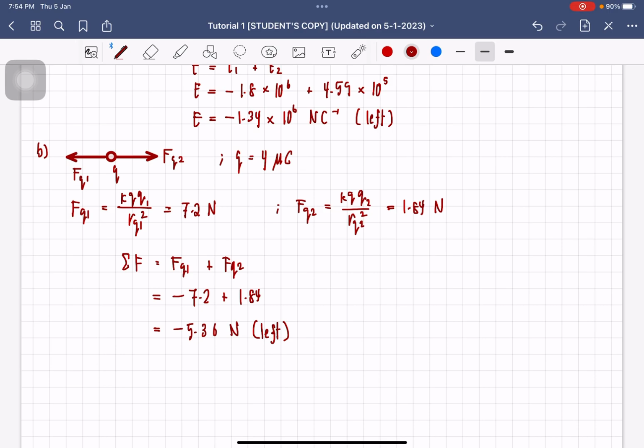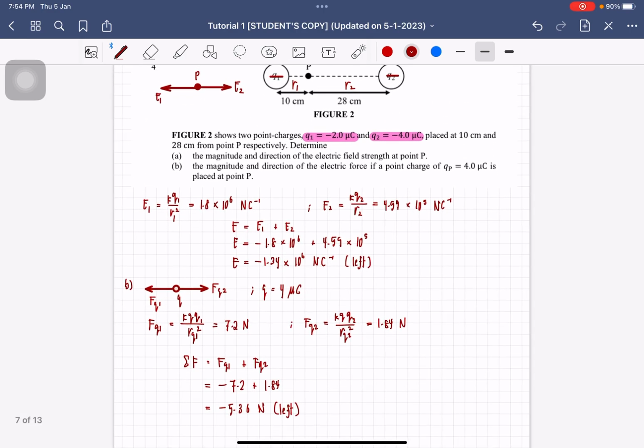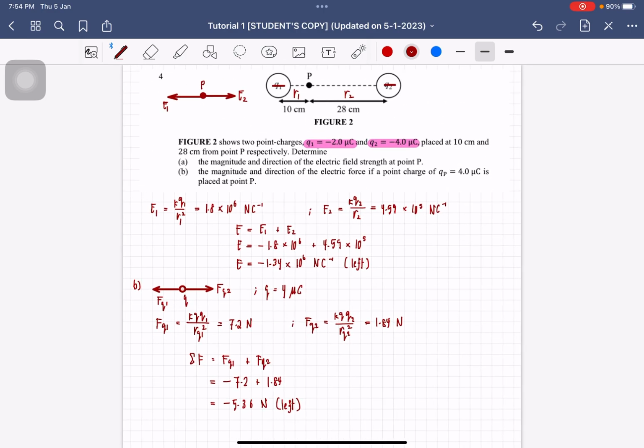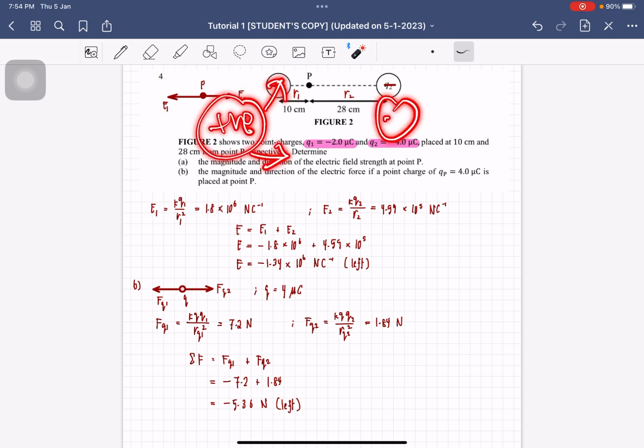Alright, so that is the solution for question number 4. What you need to remember is you always have to start with the electric field diagram. A positive charge field goes out. For a negative charge, it will be pointing inwards. So that is the direction. If you are unsure, extend it all the way to point P. For example, like this, it goes inward, so E2. This one also goes inward, so E1, because it is negative. That's all. Alright, so that is question number 4.